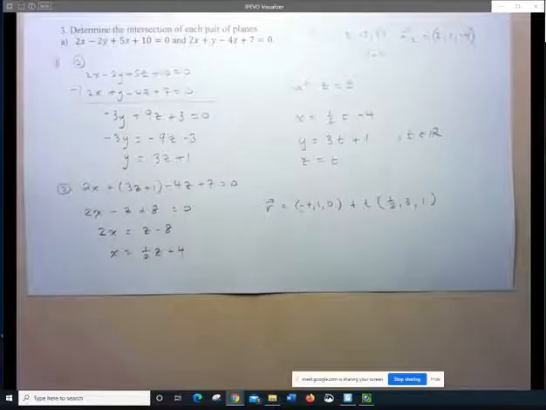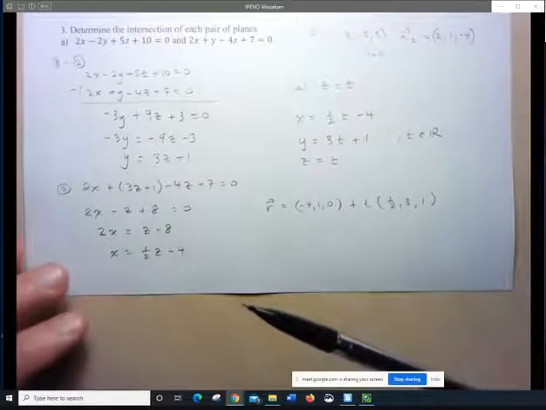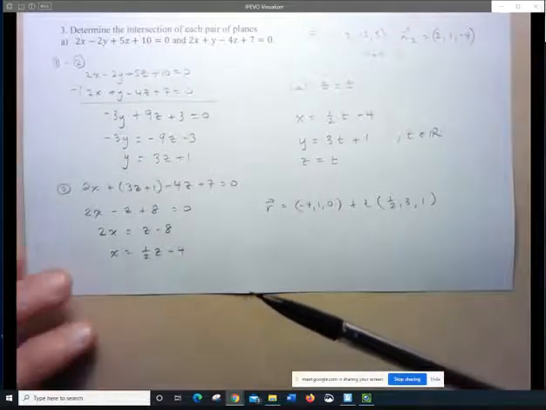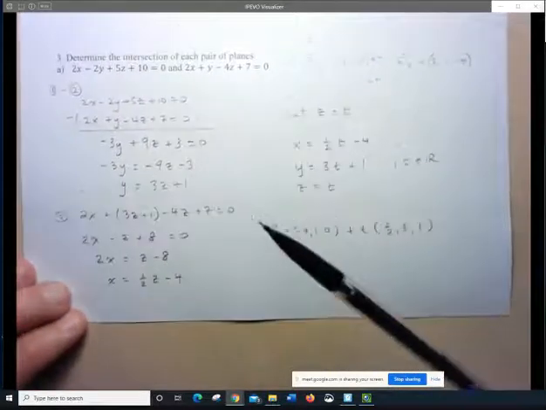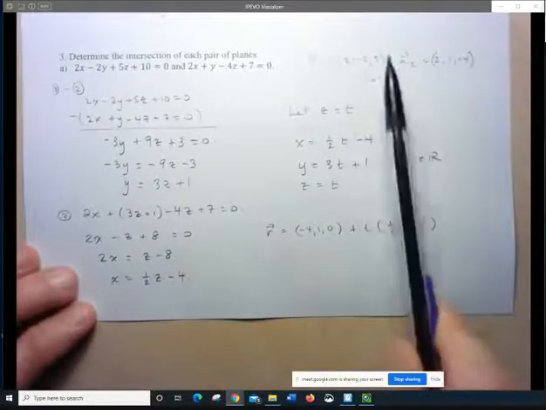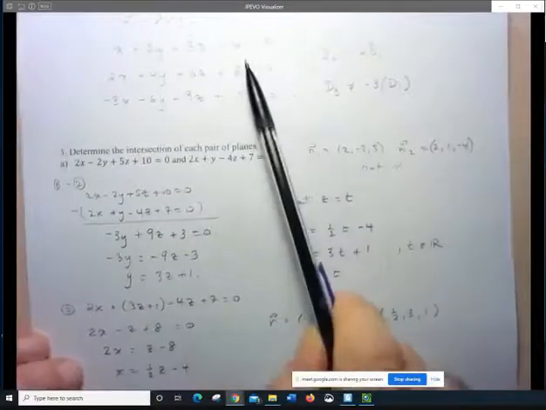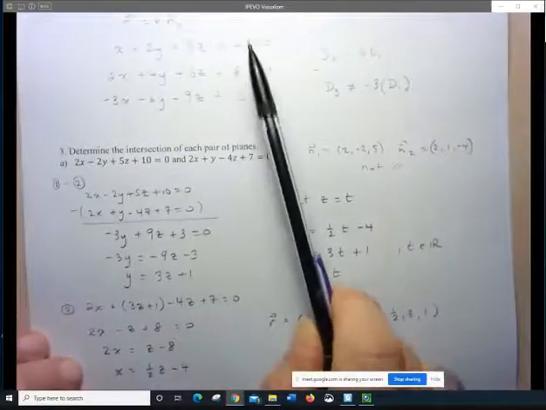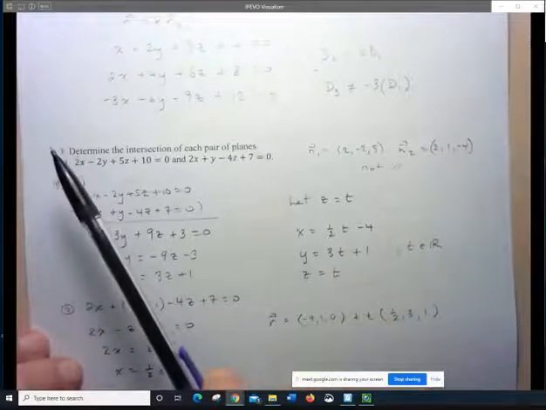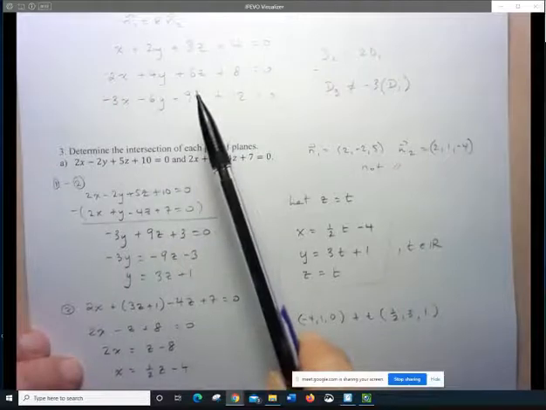Okay, so let's recap what your algorithm should be. Your algorithm should always start with check the two normal vectors. If they're parallel, then you check the d values, if they're offset by the same scalar multiple, to determine whether they're parallel and distinct or parallel and coincident.